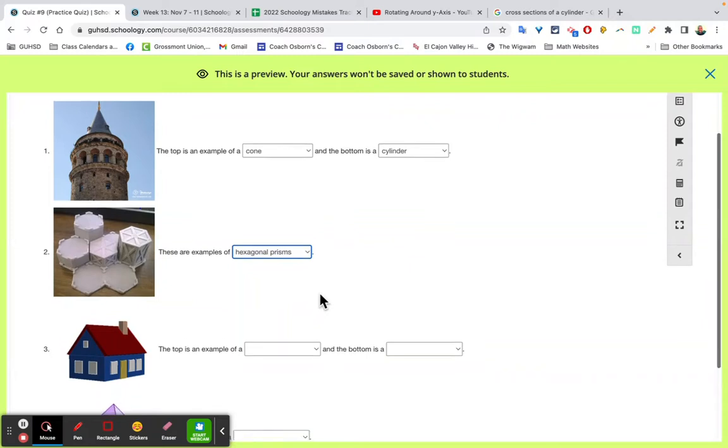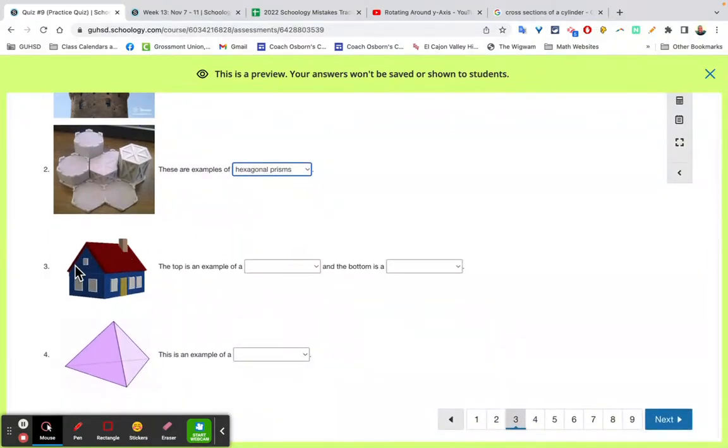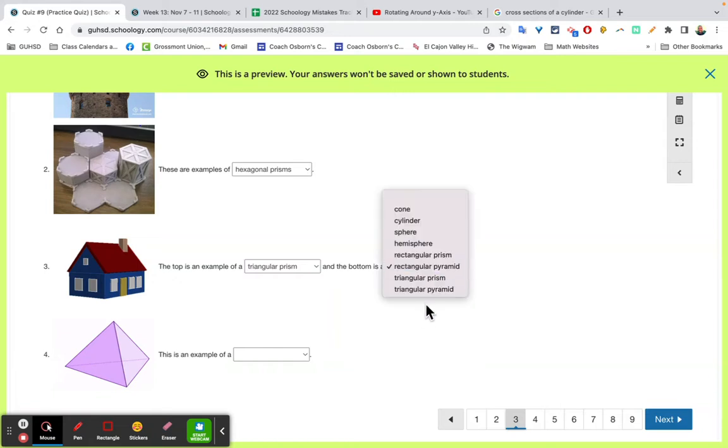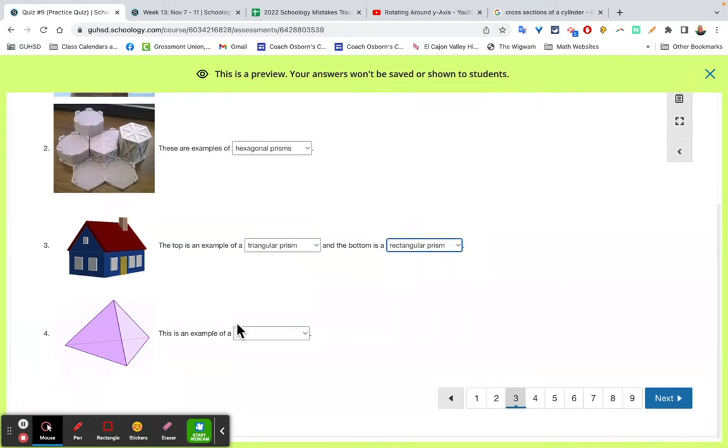So hexagonal prisms. The top right here is a triangle, but it's a square type triangle, so that's also a prism. It's a triangular prism. And on the bottom is another prism, but it's a rectangular prism. Sorry, not pyramid, but prism. Okay, and then this is a pyramid. But the way you describe it is based on the base. So if the base is a triangle, then it's a triangular pyramid.